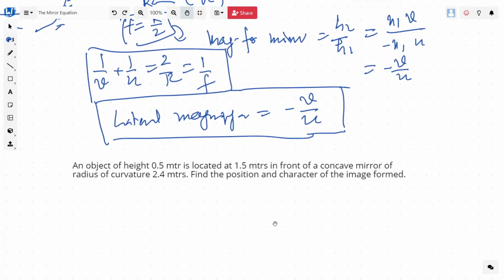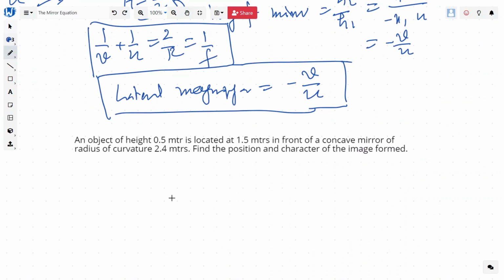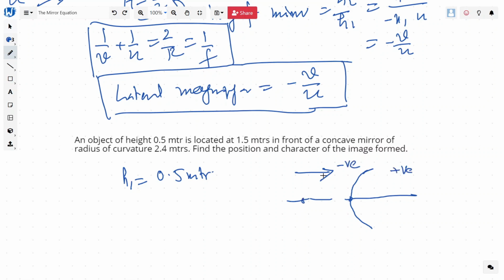Okay, so now we have this problem which says that an object of height 0.5 meter, so h1 is 0.5 meters, is located 1.5 meters in front of a concave mirror. So let's draw the mirror first. So here's the concave mirror, and we decided we are always going to draw like that. So ray of light is going to come from the left hand side. Okay, so this side will be positive, this side will be negative. So always keep the sign convention in mind. So it is located 1.5 meters in front of the mirror with a radius of curvature, C, of 2.4 meters. So r is positive 2.4, and u is negative 1.5, and h is 0.5. Find the position and character of the image formed.